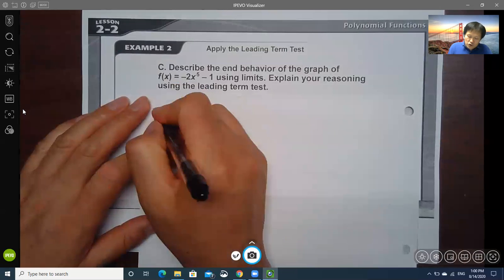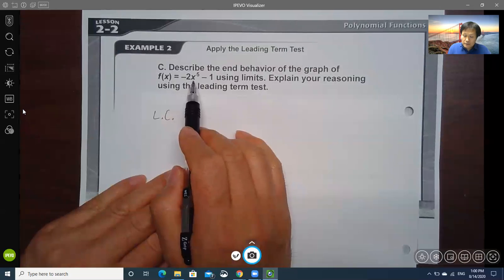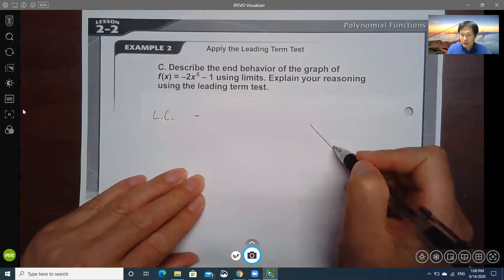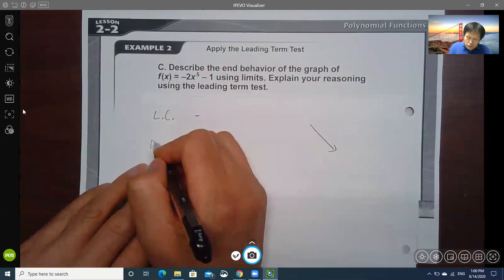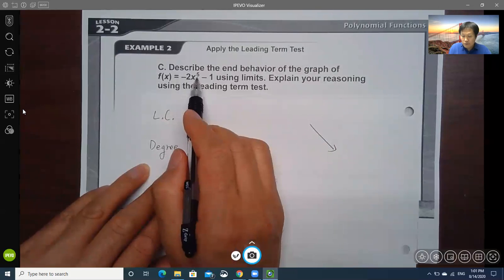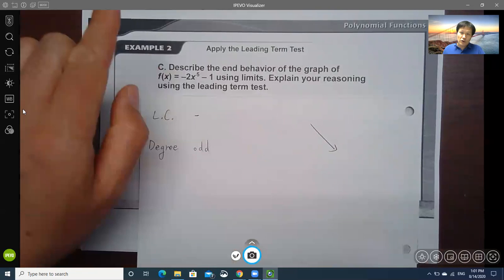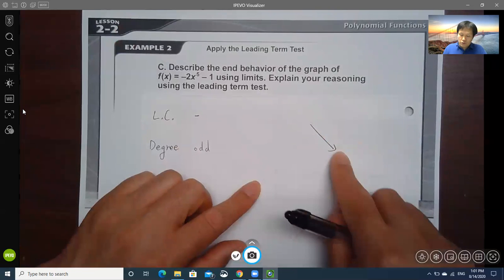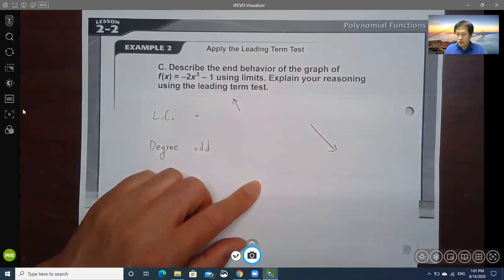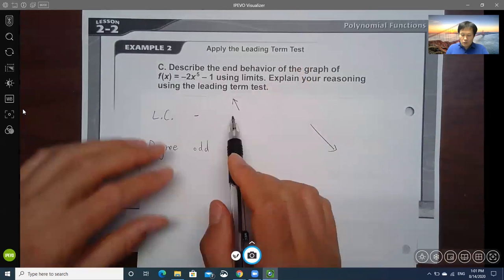So first thing you need to check is the leading coefficient. Look at the highest power of x, the number in front of it, minus 2. Minus means right hand has to go down. Then you look at the degree, the highest power of x. It's a 5, which is an odd power. What does that tell us? Odd power means opposite direction. Since you know right hand goes down, you should know left hand has to go up. That's all we know. What happened between? That we don't know. That's all we need to know though.